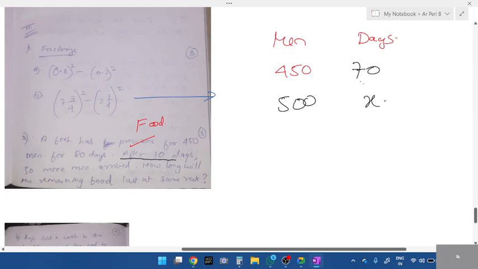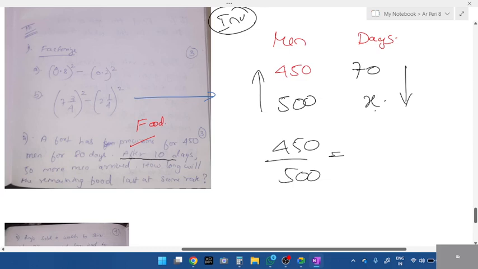It will get over in less than 70 days. So number of days will increase or decrease? Number of days will decrease. What about men, increasing or decreasing, for 450 to 500? Increasing. One is decreasing, other one is increasing. Direct or inverse? Inverse variation. That's it. That is what we need. I'll write inverse here. Now, X is on the right hand side downwards, so put the arrow downwards. What about the other side? Arrow will be same side or different? Opposite side.